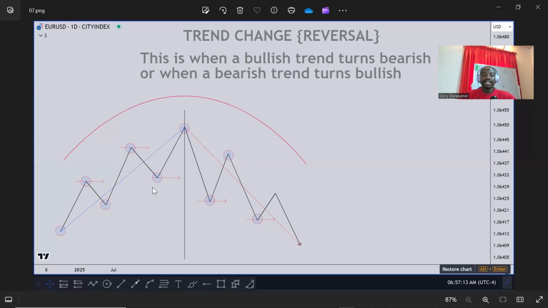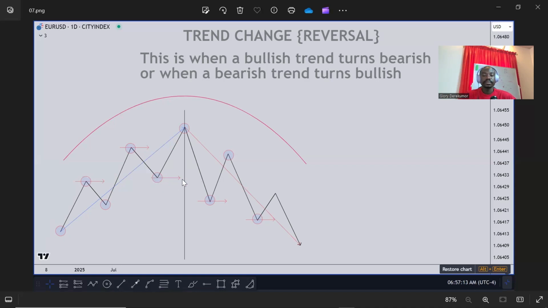Now, this here is the point that the market gave us a sign that it's about to reverse. Before this, you can see that the market was fulfilling all of the characteristics of a bullish market, but a break of structure to the downside is a characteristic of a bearish market. As soon as this happened, we can start to look at the market like, okay, it's possible that this market may want to reverse. It may want to reverse.